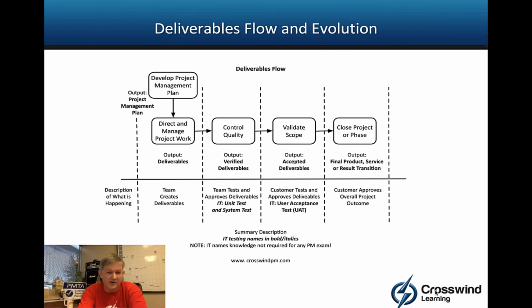So again, we create deliverables, we believe they're good at that point, we test them with control quality. If they indeed pass the test as we understand it, then we get it to the customer to accept the deliverable. And then as those accepted deliverables pile up, whatever it is we're making should start to take shape for the final product, service, or result transition into operations.